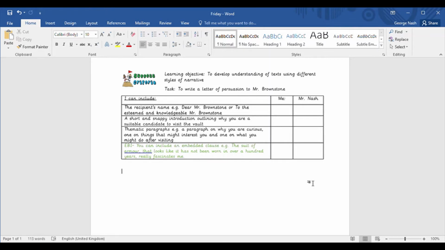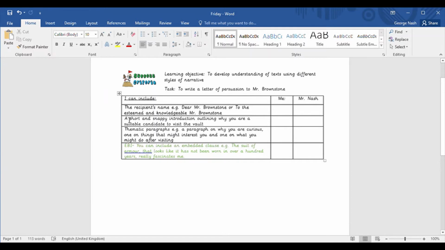Okay, so here is today's learning objective. It is develop understanding of text using different styles of narrative. And your task today will be to write that letter of persuasion to Mr. Brownstone. What I'm looking for straight away, that everyone should be able to include, is the recipient's name. That just means the person that is going to receive the letter. For example, dear Mr. Brownstone, or to the esteemed and knowledgeable Mr. Brownstone. If you compliment someone in a letter of persuasion, you might even change their mind.